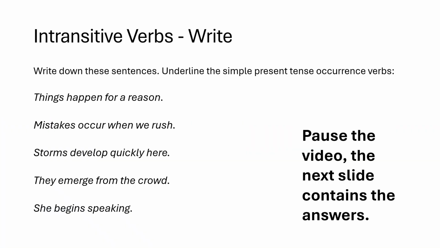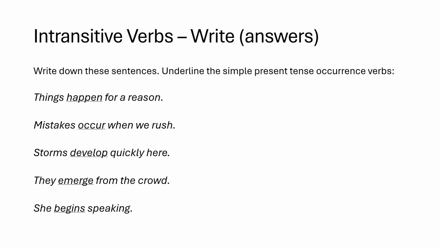Write down these sentences. Underline the simple present tense occurrence verbs. I will read the sentences to you. Things happen for a reason. Mistakes occur when we rush. Storms develop quickly here. They emerge from the crowd. She begins speaking. Pause the video. The next slide contains the answers.